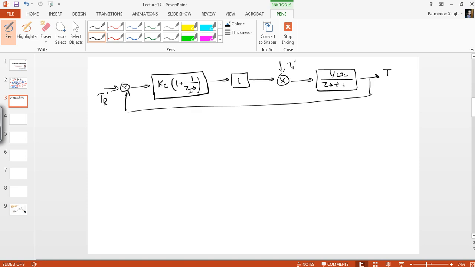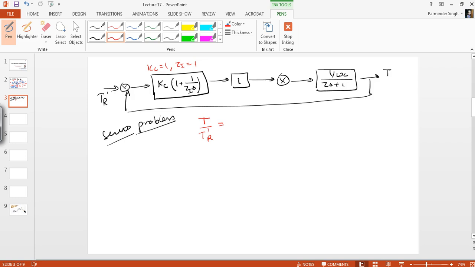Now for the servo problem, the load disturbance is set to 0, so this term is set equal to 0. Then we're going to find out T by T R dash. For simplicity, the value of Kc is taken as 1, and the value of tau I is also taken as 1. These are the two parameter values which can be changed according to stability, but for simplicity over here we are taking them to be 1 and 1.